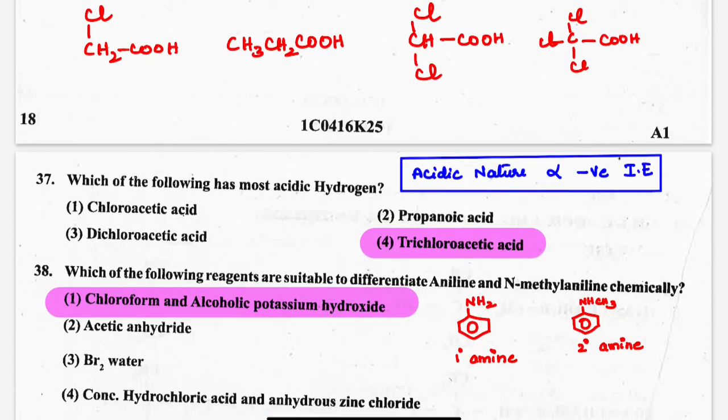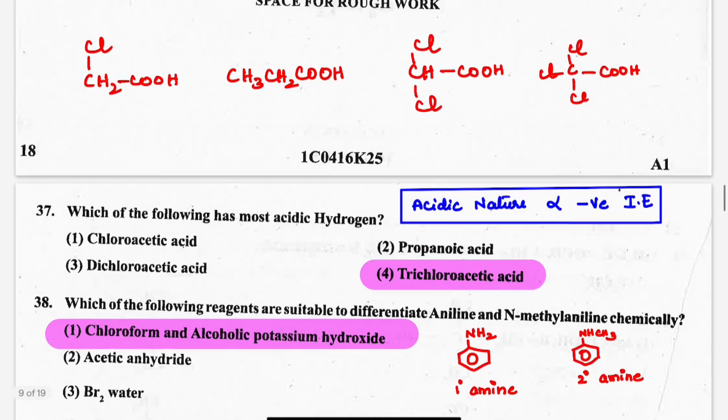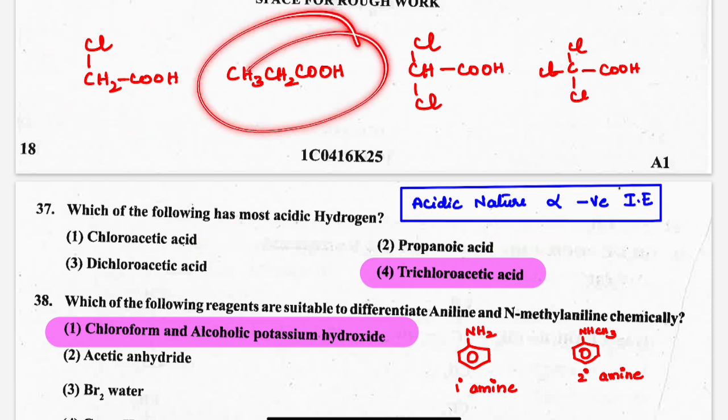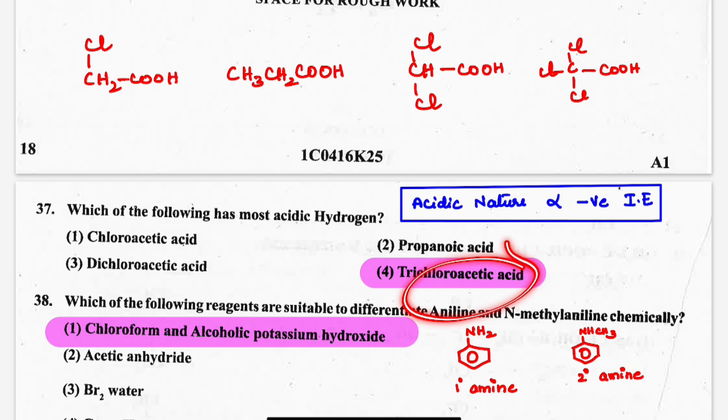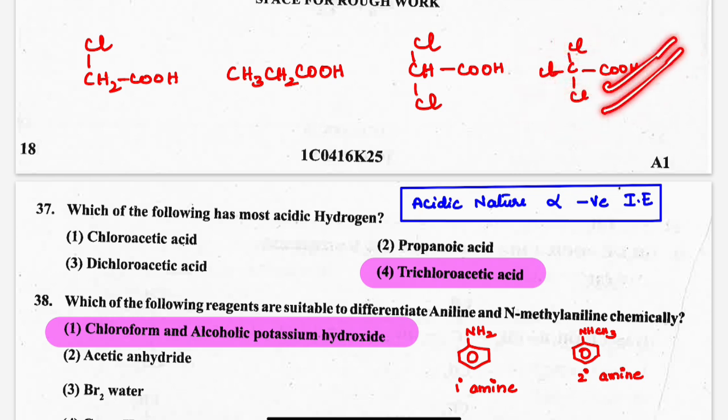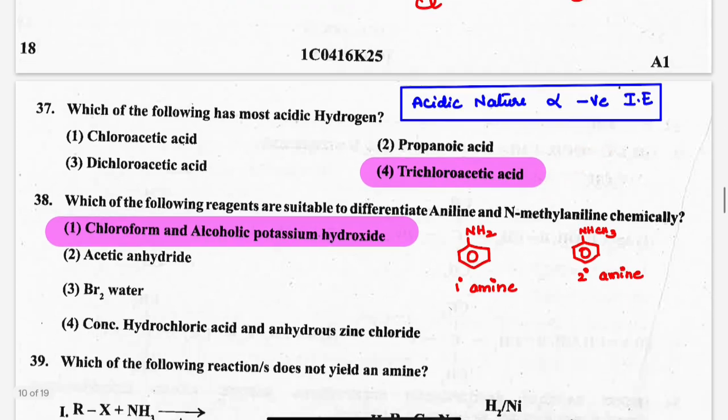37th. Which of the following has the most acidic hydrogen? Acidic nature will be directly proportional to negative inductive effect. Here you can see chloroacetic acid, I have written the structure, and second propanoic acid, and then dichloroacetic acid, and then trichloroacetic acid. Here this is positive inductive effect. What we want is negative inductive effect, so eliminate this. And here 3 chlorine atoms are present, so more negative inductive effect will be in this. Therefore this will be more acidic in nature. So this will be the correct option.